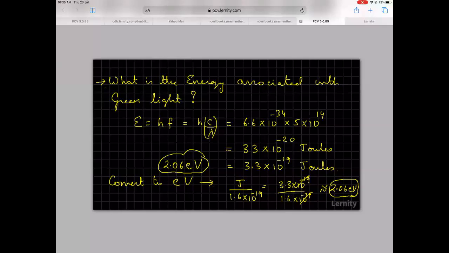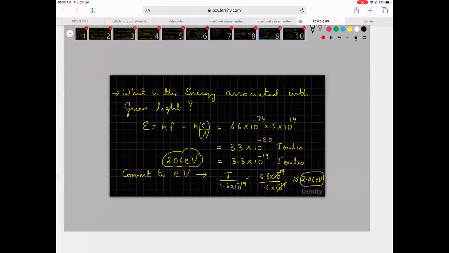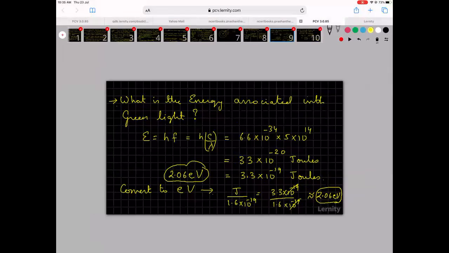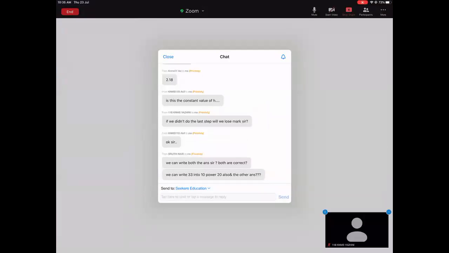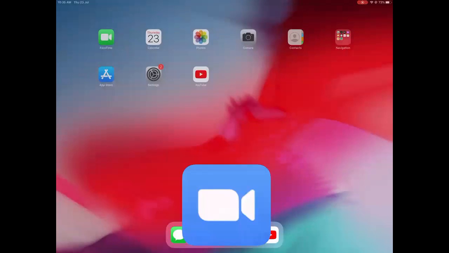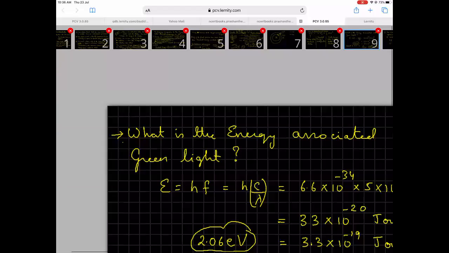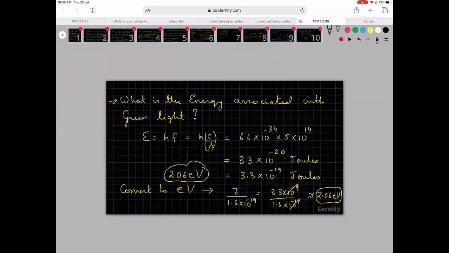Okay, so I hope this is understood. Yeah, both are correct. If this is understood, we will go to the next one. These kinds of questions will come in your exam.